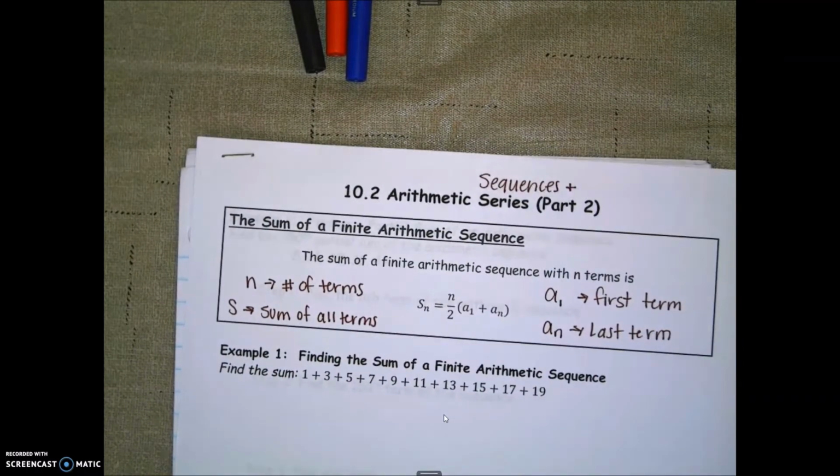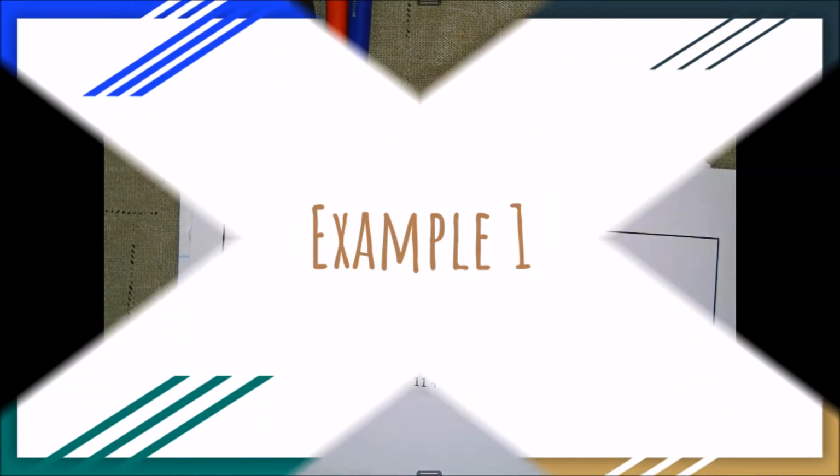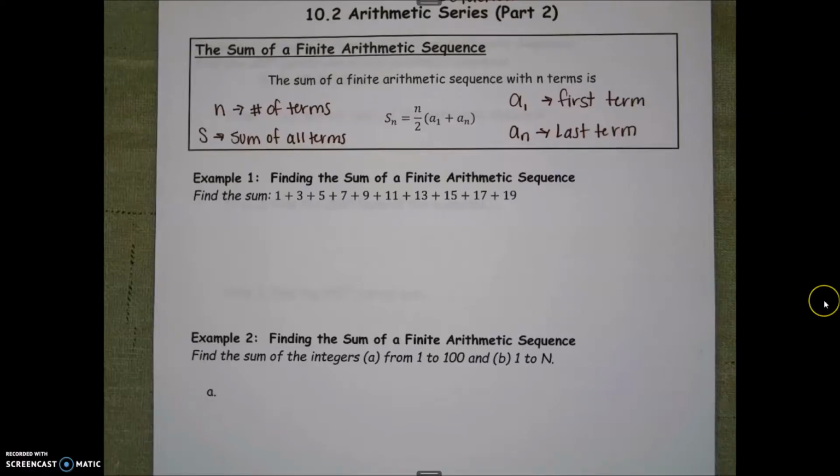Okay? Example number 1, finding the sum of a finite arithmetic sequence. Find the sum of 1 plus 3 plus 5 plus 7 plus 9 plus 11 plus 13 plus 15 plus 17 plus 19. Now, as much time as it took me to say all of that, we could have saved a lot of time just by using the formula.